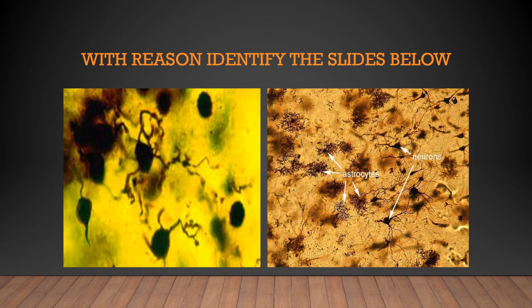Astrocytes play a role in the formation of blood-brain barrier, regulation of ions within the extracellular space in the CNS, and neurotransmitter uptake and release. And there are two types of astrocytes. You have fibrous astrocytes, which are predominantly found in the white matter, and protoplasmic astrocytes, which are predominantly found in the gray matter.